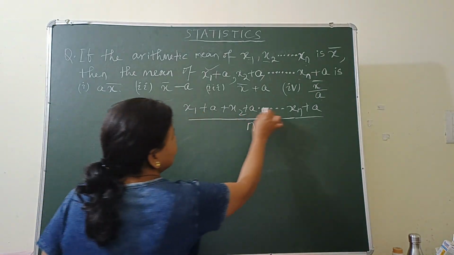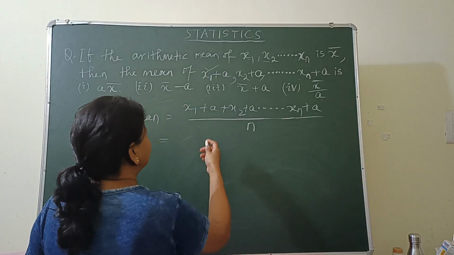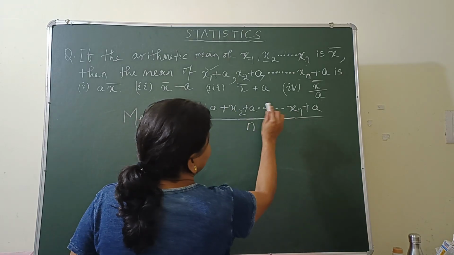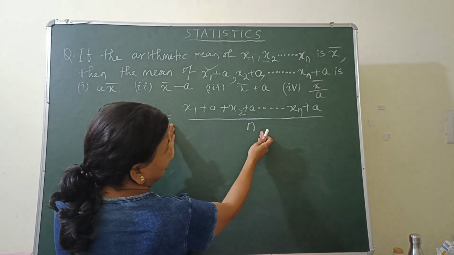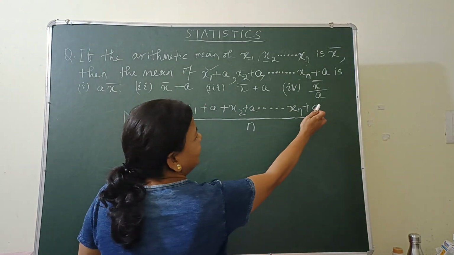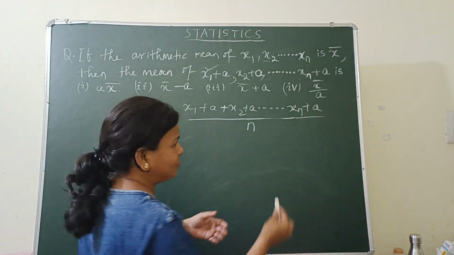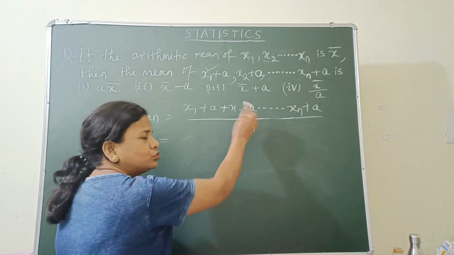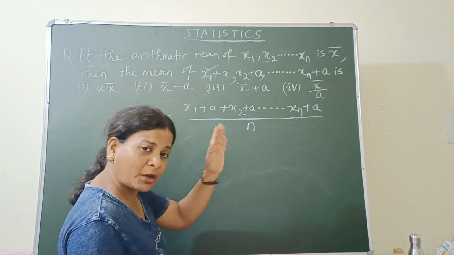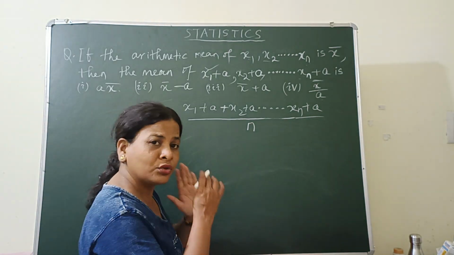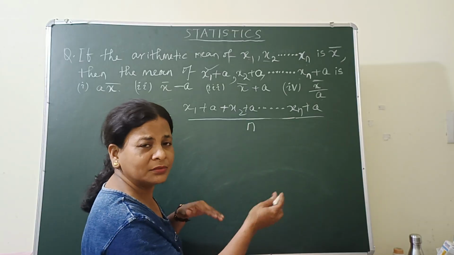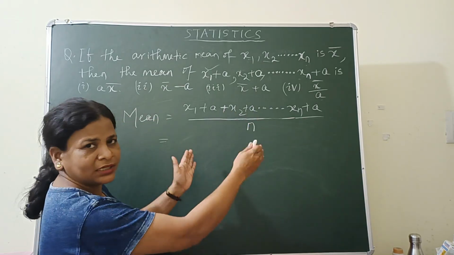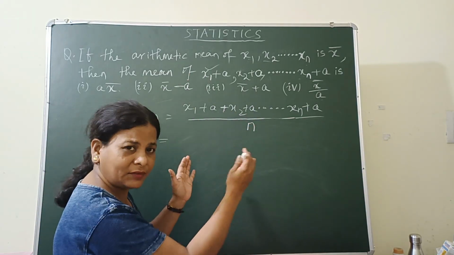Now we will split this sum of all the observations into two parts. What are the two parts? First see x1, x2, x3, x4 like this up to xn we will put one part. And a, how many times a is there? n times, because with xn a is added, with x1 a is added, x2 a is added. With each term up to xn a gets added. So a gets added to these terms how many times? n times. So that one we will separate, and the x1, x2, x3 up to xn we will keep separate.